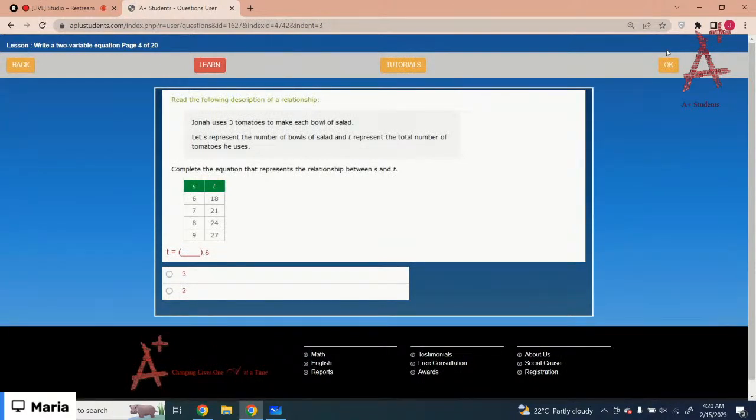Okay, the next one is Donna uses 3 tomatoes to make each bowl of salad. Let S represent the number of bowls of salad and T represent the total number of tomatoes she uses. So you have to complete the equation that represents the relationship between S and T. So S is 6, 7, 8, 9, and the values of T are 18, 21, 24, and 27. So 7 times what number is 21?